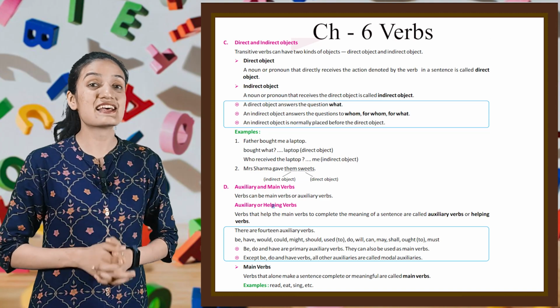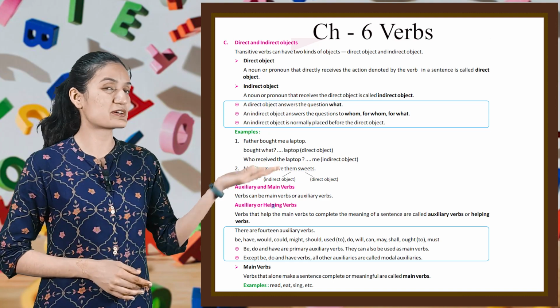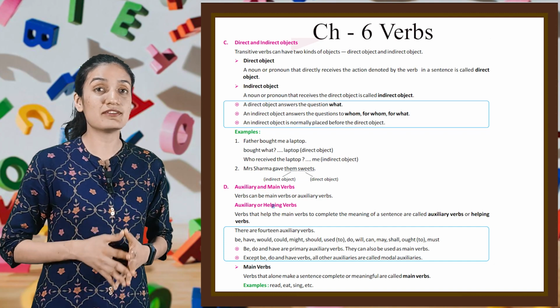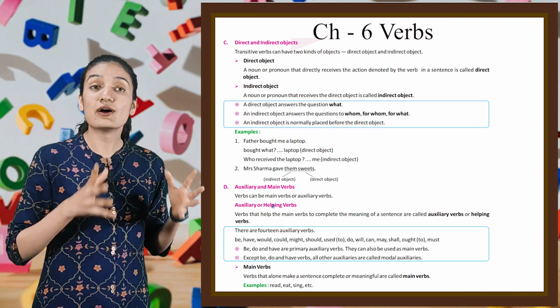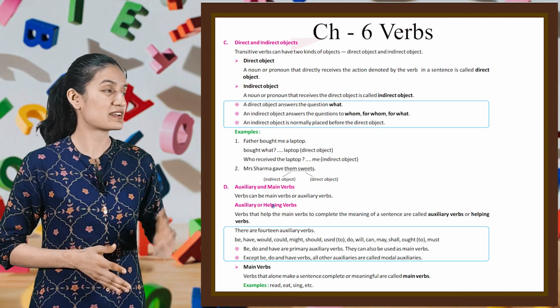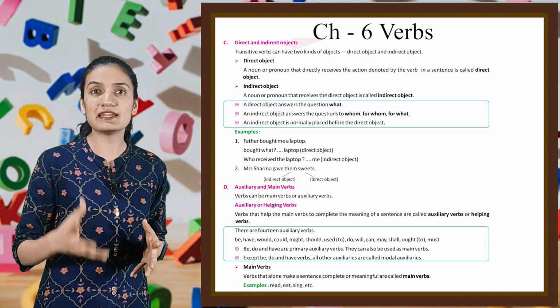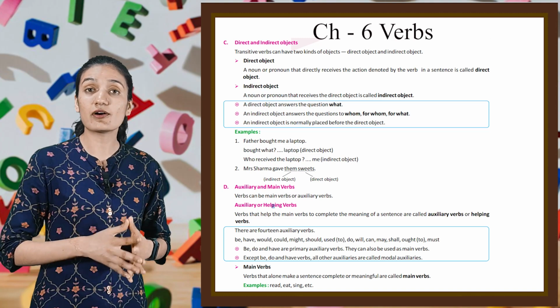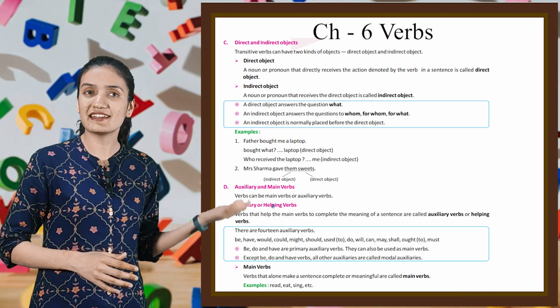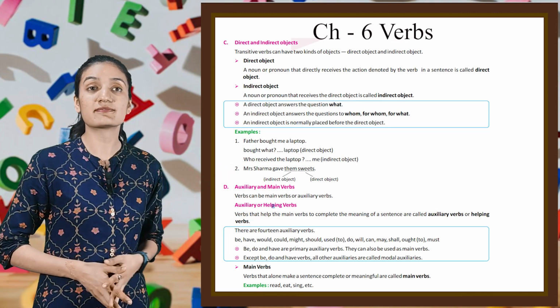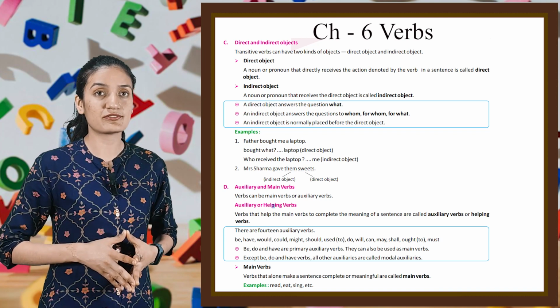Now next is auxiliary and main verbs. Verbs can be main verbs or auxiliary verbs. Auxiliary or helping verbs. Let's see. Verbs that help the main verbs to complete the meaning of a sentence are called auxiliary verbs or helping verbs. Let's see. There are 14 auxiliary verbs.